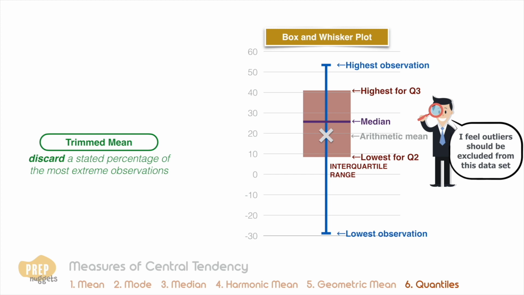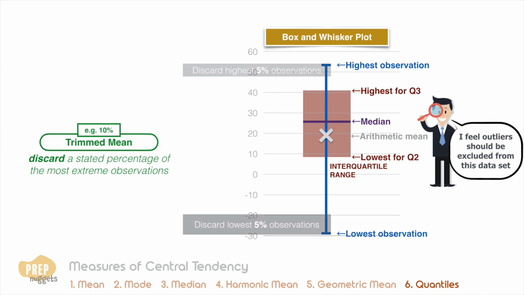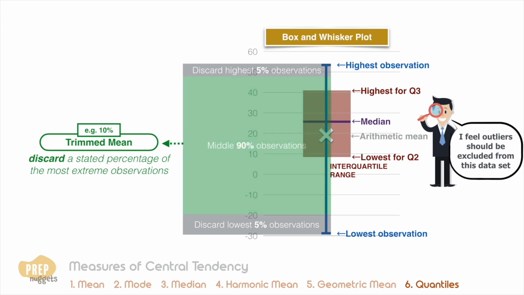A trimmed mean discards a stated percentage of the most extreme observations. A 10% trimmed mean, for example, would discard the lowest 5% and the highest 5% of the observations, so only the middle 90% of the ordered observations are considered in the calculation of the trimmed mean.